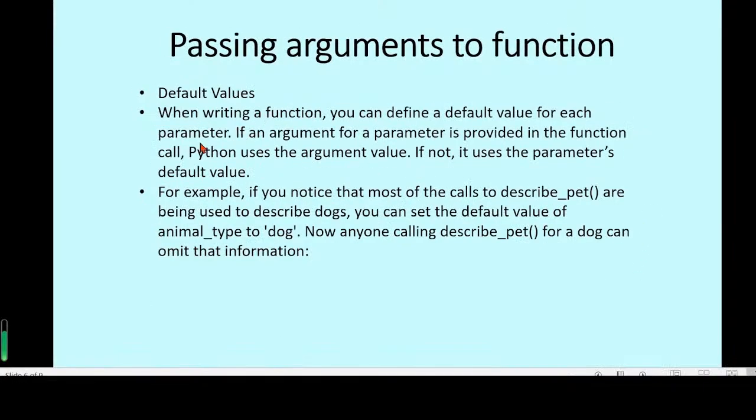And default values. So when writing a function, you can define a default value for each parameter. If an argument for a parameter is provided in a function call, Python uses the argument value. If not, it uses the parameter's default value. For example, if you notice that most of the calls to describe a pet are being used to describe dogs, you can set the default value of animal type to dog. Now anyone calling describe pet for a dog can omit that information.